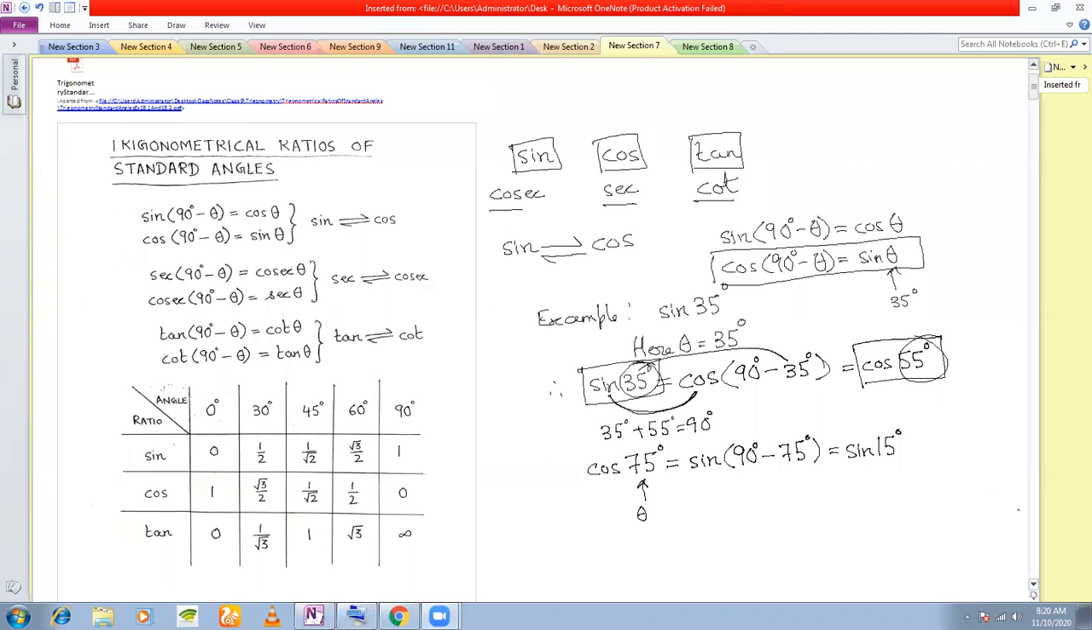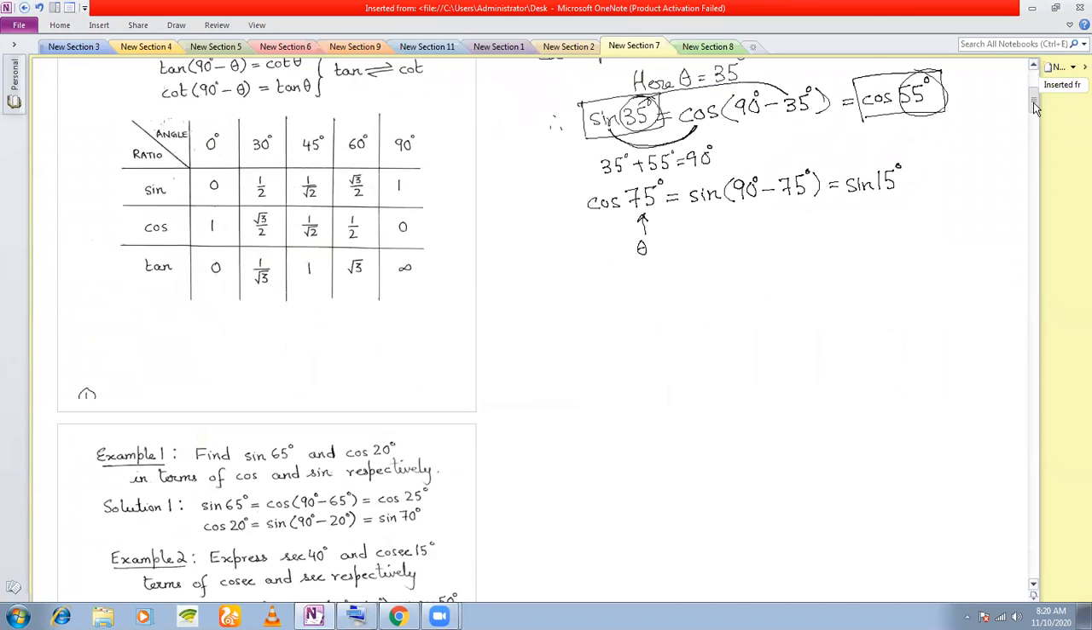Next is that sec can change to cosec according to this rule. Sec can change to cosec. Cosec can change to sec. How? It's exactly the same rule. Sec of 90 minus theta must be equal to cosec theta. And cosec of 90 minus theta is equal to sec theta.